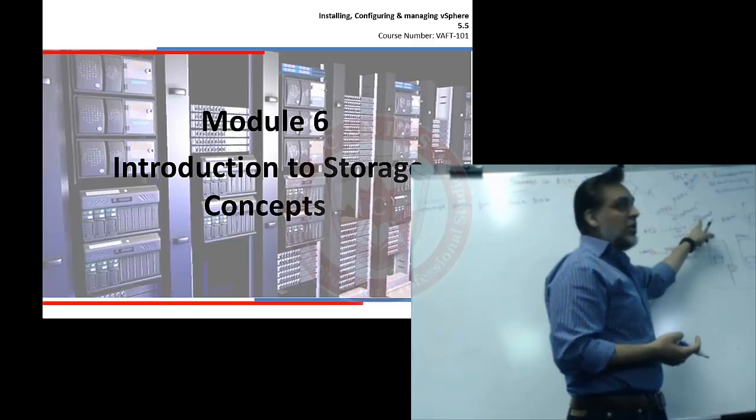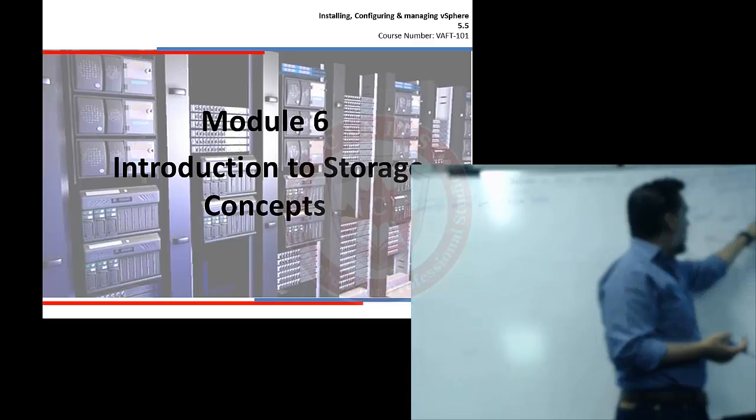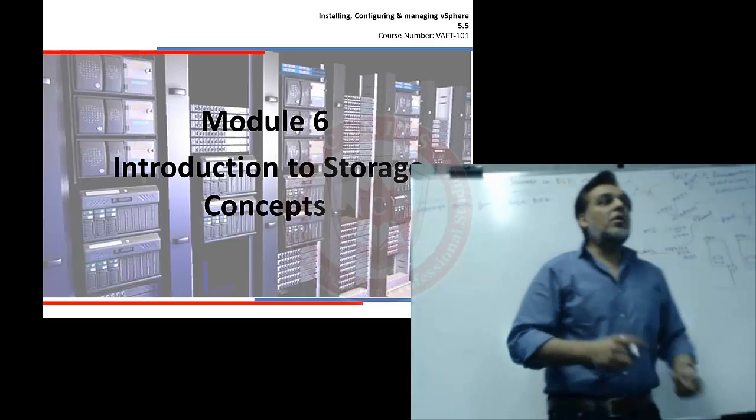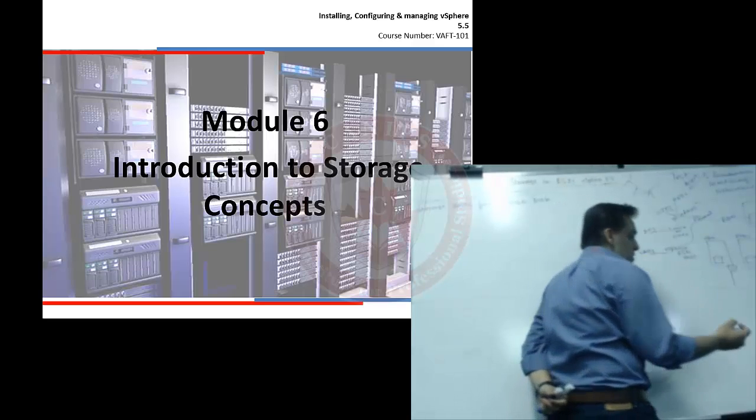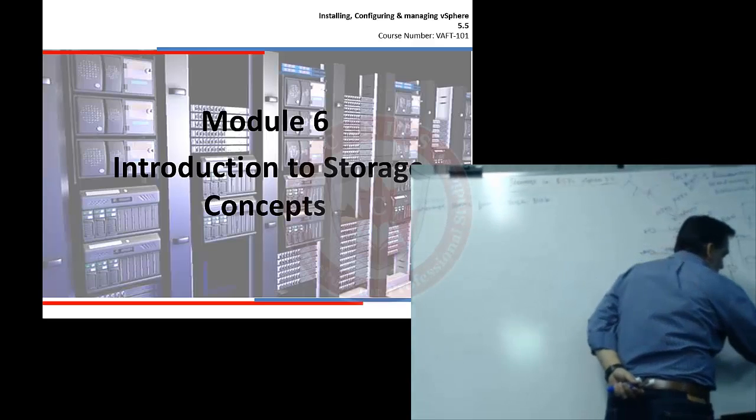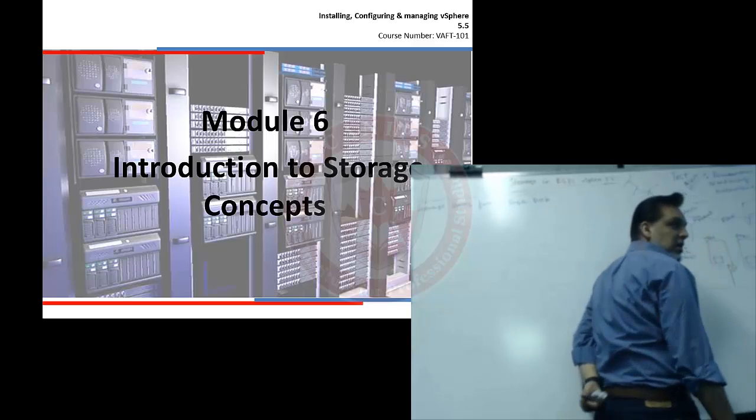So what is the main function of a file system? It actually formats the disk. Now, we do understand what formatting a disk is. Formatting a disk is just this. So this is your disk here. This is your disk.